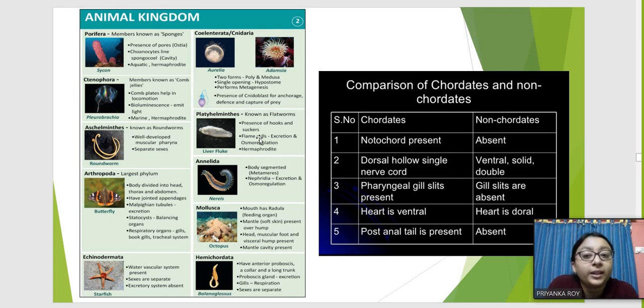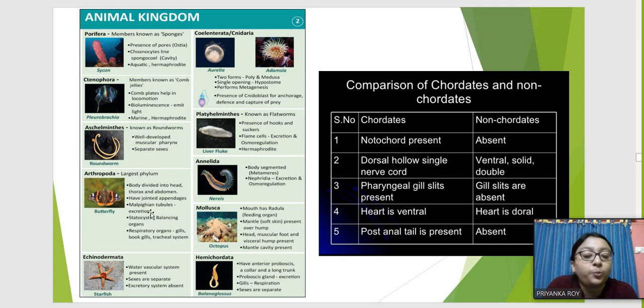And moving on to the next phylum, which is Platyhelminthes, we know they are known as flatworms. So their body is very flat and it's like a ribbon. So examples are the tapeworm, liverfluke, etc. And Aschelminthes are the roundworms. So moving on to the next phylum, the Annelida, where the body is segmented, which is known as metameric segmentation, which is the repetition of units along the length of the body.